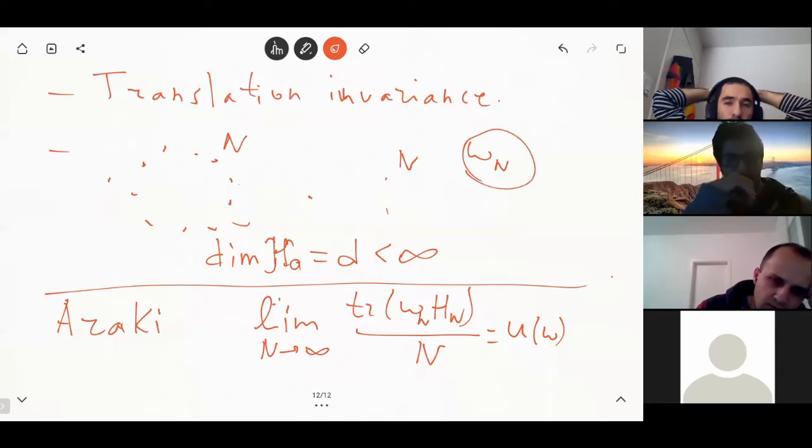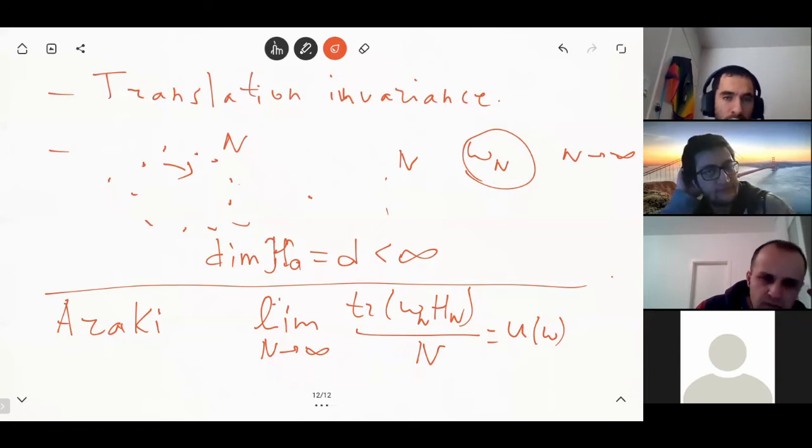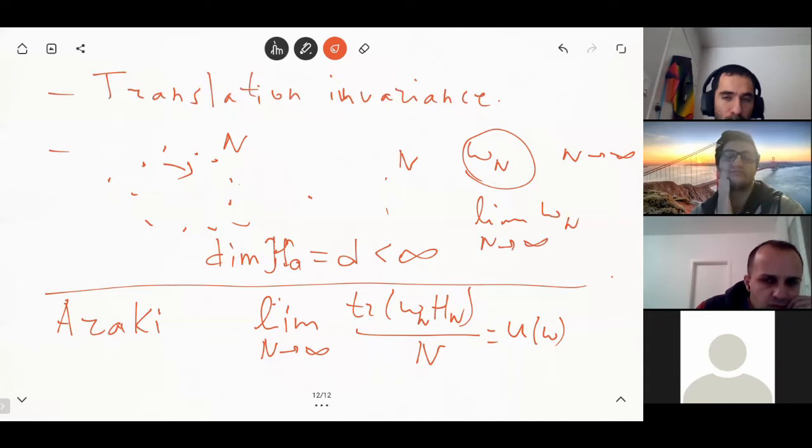So basically, you just rotate by one node here, right? So you just go like this, and your state doesn't change. This is the definition of translation invariance, and we consider these omega n's up to n goes to infinity, right? This is a set of states like this, and we will call this a translation invariant state on an infinite lattice, that is, the limit n goes to infinity of omega n.